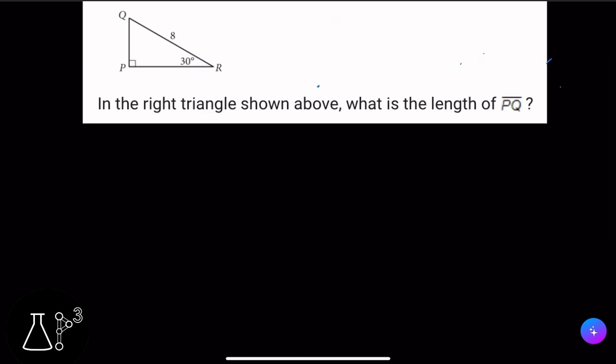Let's do another question. In the right triangle shown above, what is the length of PQ? Let me erase everything here really quickly. So we're given a few things, right? I'm given that R has an angle measure of 30, QR has a length of 8, and QP has the length that we're trying to look for, right?